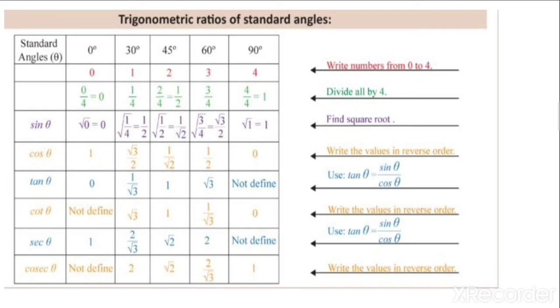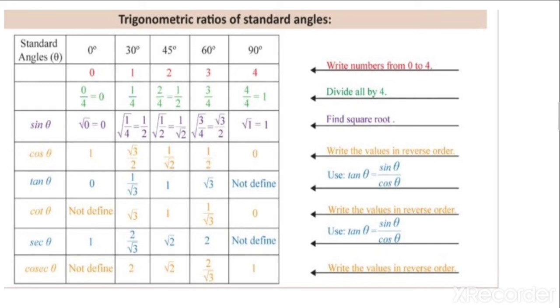And sine 90 will be equal to root 1, that is equals to 1. As simple. Did you learn anything? No. Simply you wrote 0 to 4 and all the digits you divided by the largest number, that is 4, and took the square root. So for the sine value 0 to 90, within a second you wrote all the values. Yes or no? And once you wrote the sine value, the cos is just the opposite.